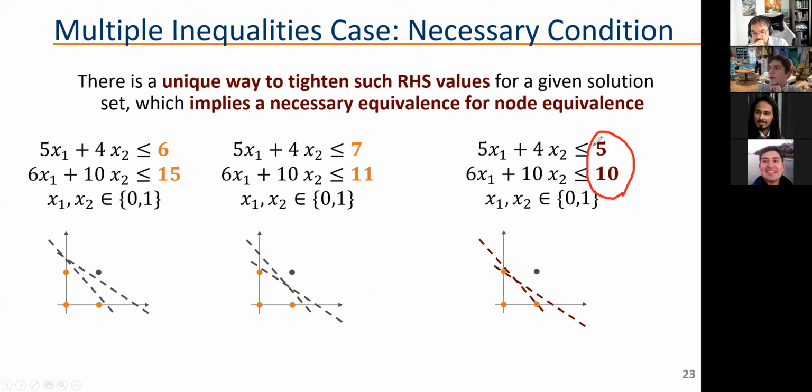If we move below 5, we're going to cut one solution. If we move below 10, we're going to cut another solution. And this is going to be very convenient for us.